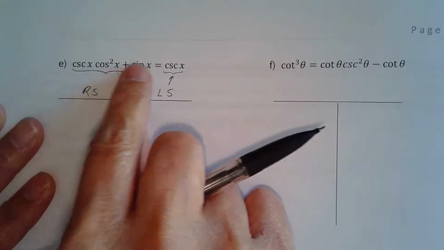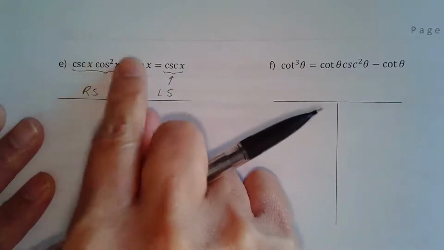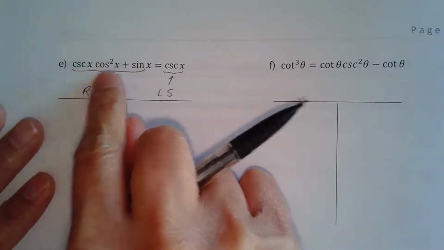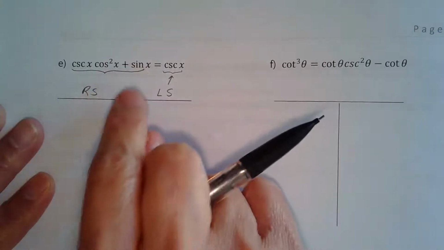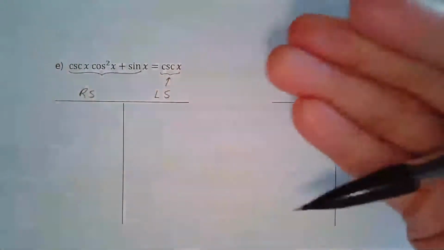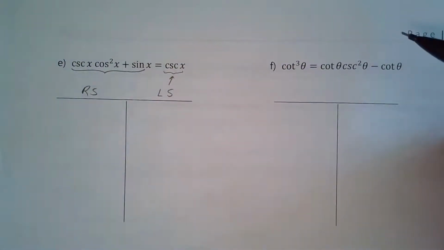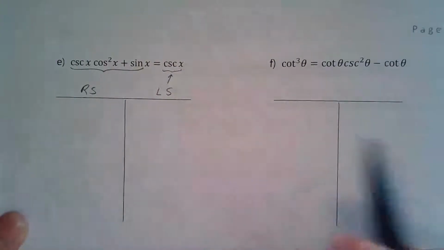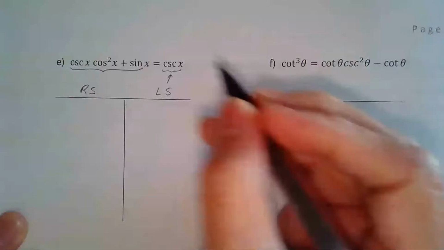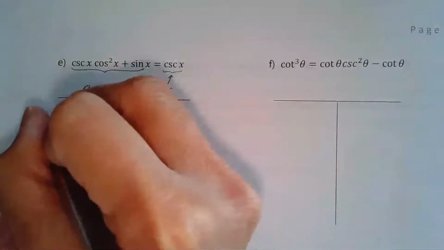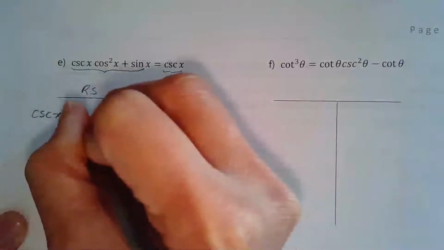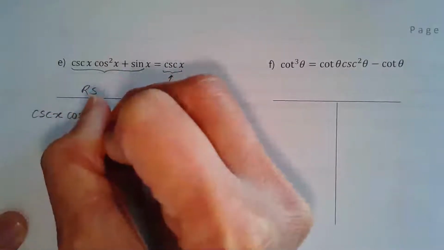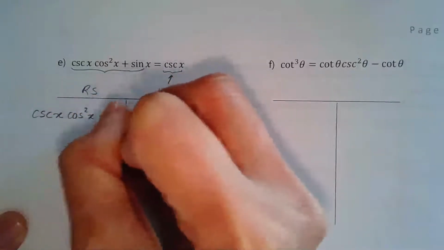Remember, we're not transferring anything left and right. We're going to work this out, simplify it as much as we can, so that the left side is equal to the right side. That's what we're trying to prove. We're not trying to solve it, we're trying to prove that it is true. So what do we know? Cosecant of x times cos squared of x plus sine of x.